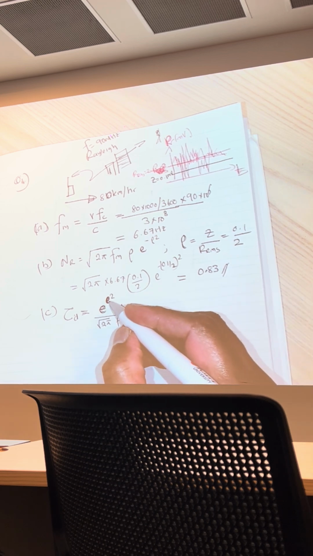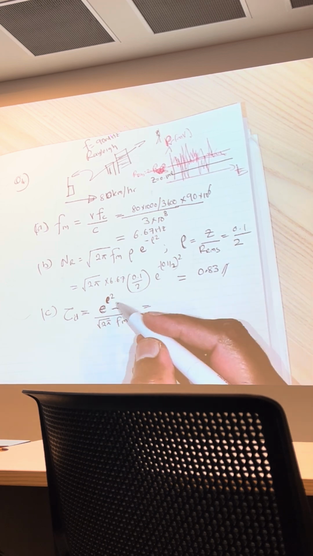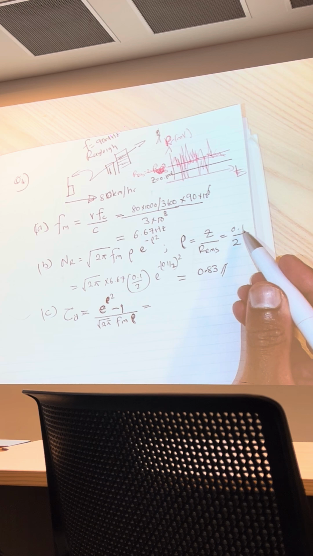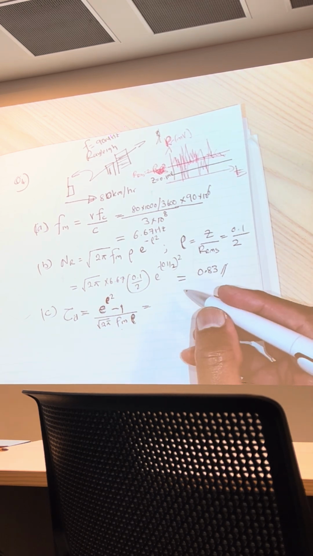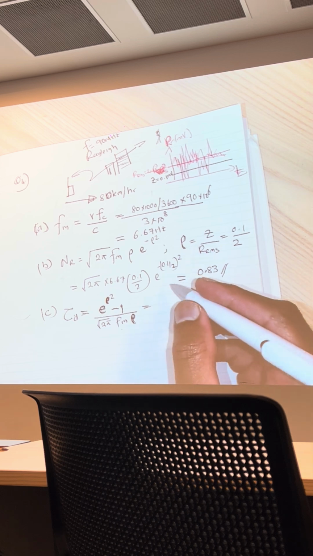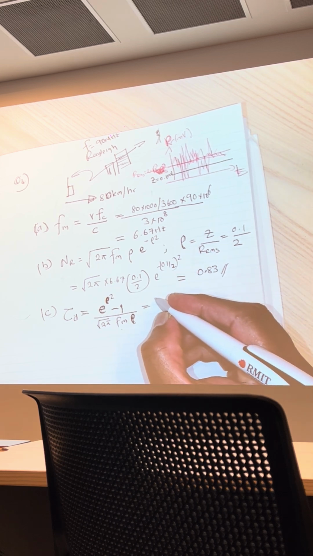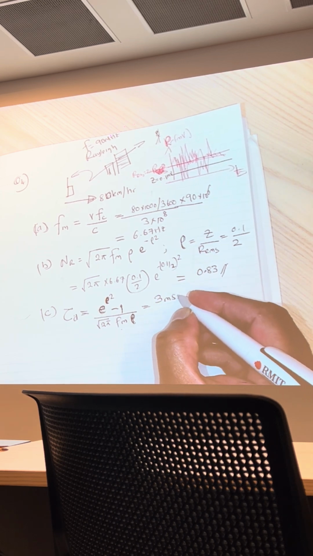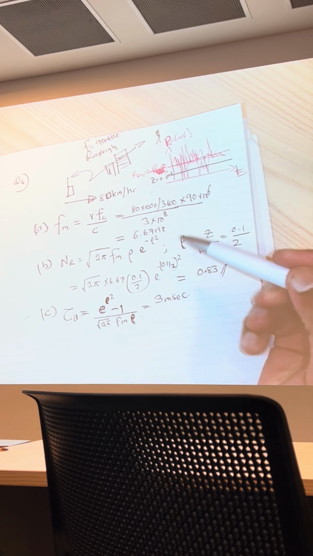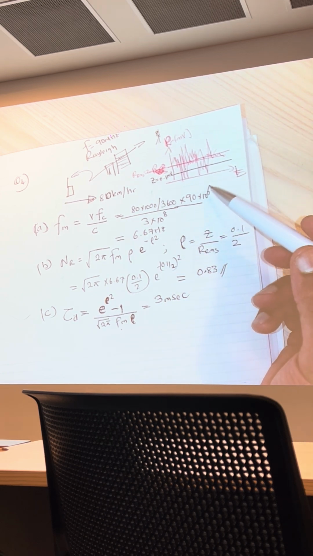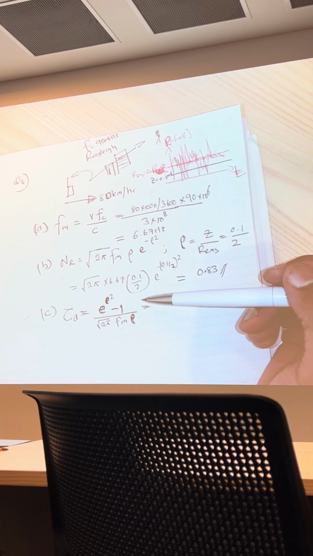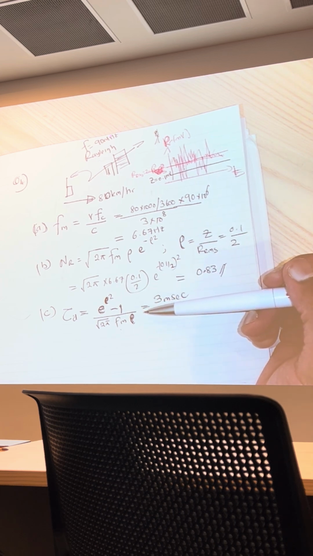So again, we got all the parameters. Rho is 0.112, Fm calculated, and then we just need to substitute values. We've got to substitute values there, so just write the answer there. So for this particular case, an average of 3 milliseconds is the average fade duration.